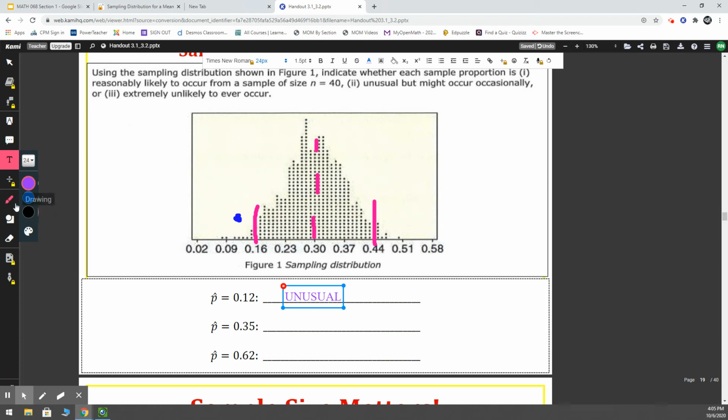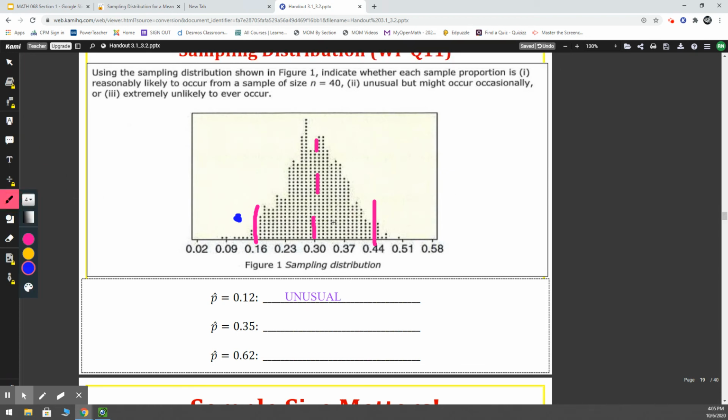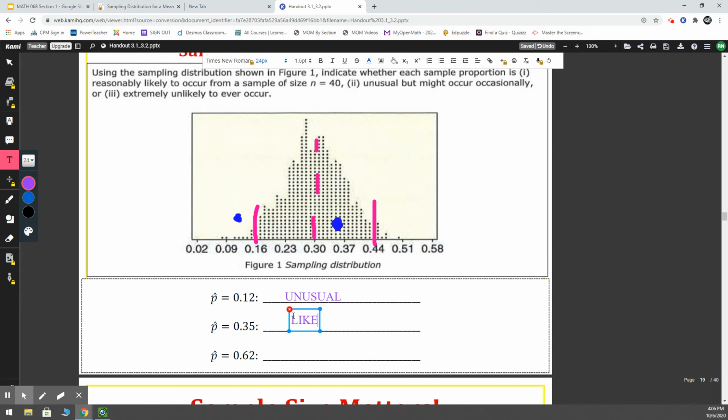Now I'm going to do 0.35. 0.35 is dead underneath of the curve. That thing is likely to happen. So this is an I. It's a reasonably likely item. And I know I'm not answering them in I and I and all that, but I'm writing words for you.